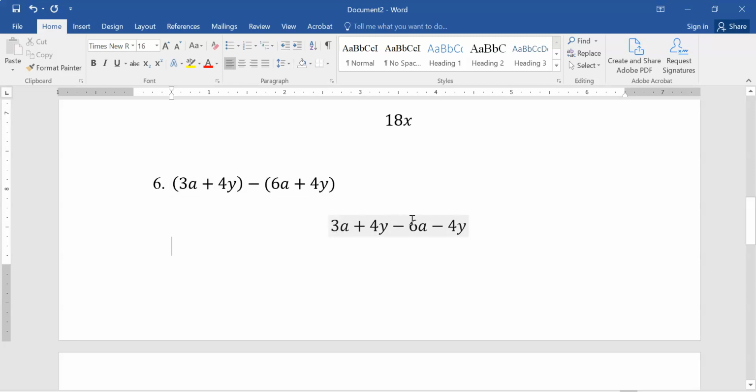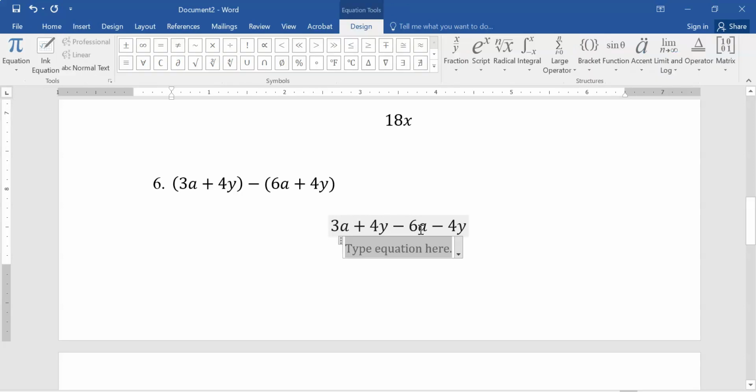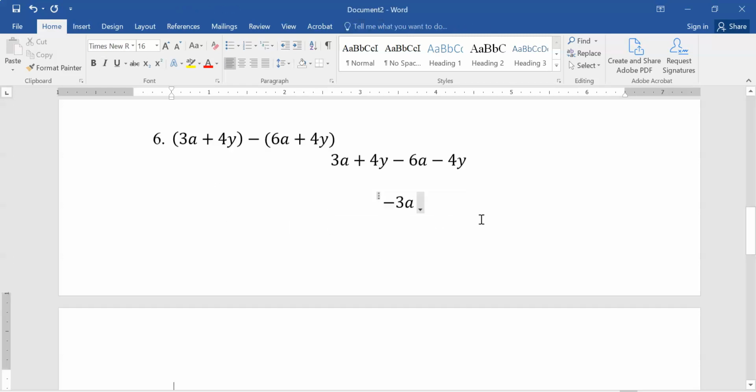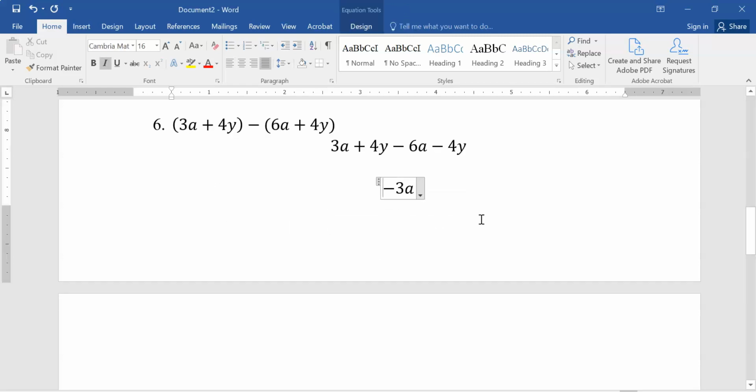And now I can combine like terms. So 3a minus 6a is a negative 3a. 4y minus 4y becomes a 0, so I don't have to write that. So there we are. Negative 3a is the final answer to problem number 6.